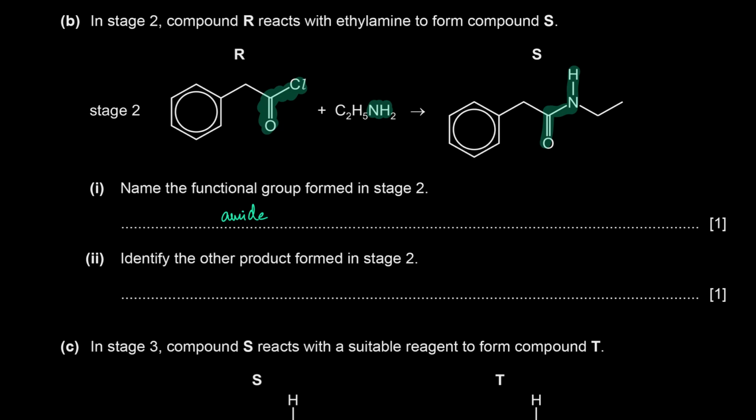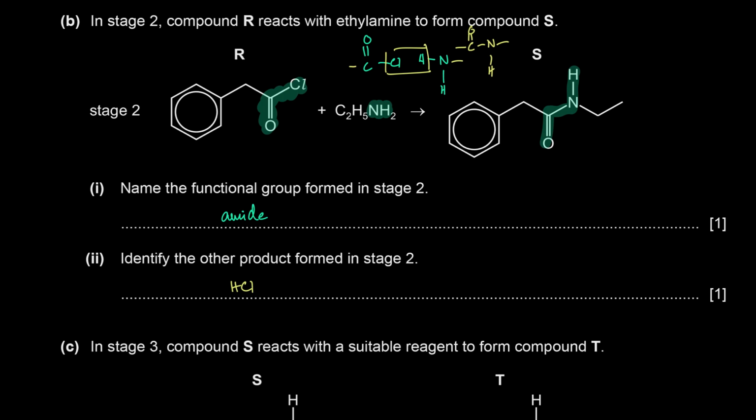Okay. What is the other product formed in this reaction? If you guys remember, C double bond OCl combines with an amine to form what? You're forming this linkage, right? The CONH bond, right? And what else are you forming? You're also forming HCl, right? This is a condensation reaction. So the other product in this reaction is HCl.